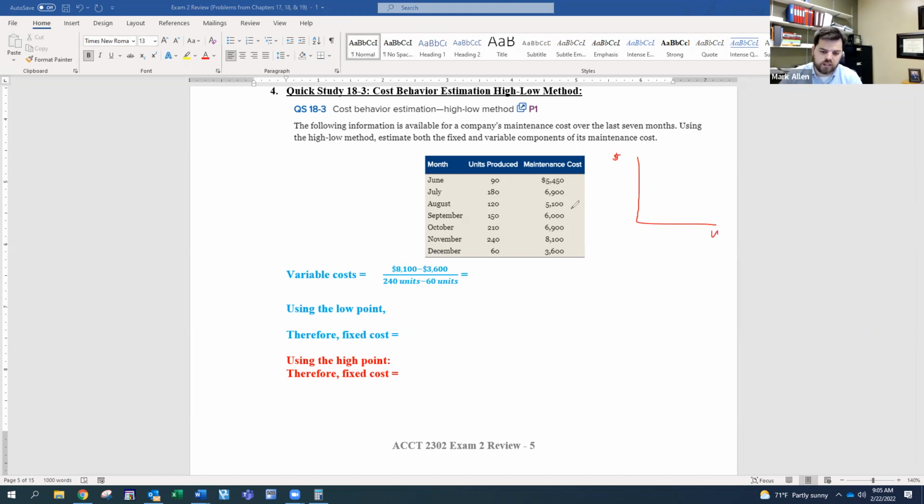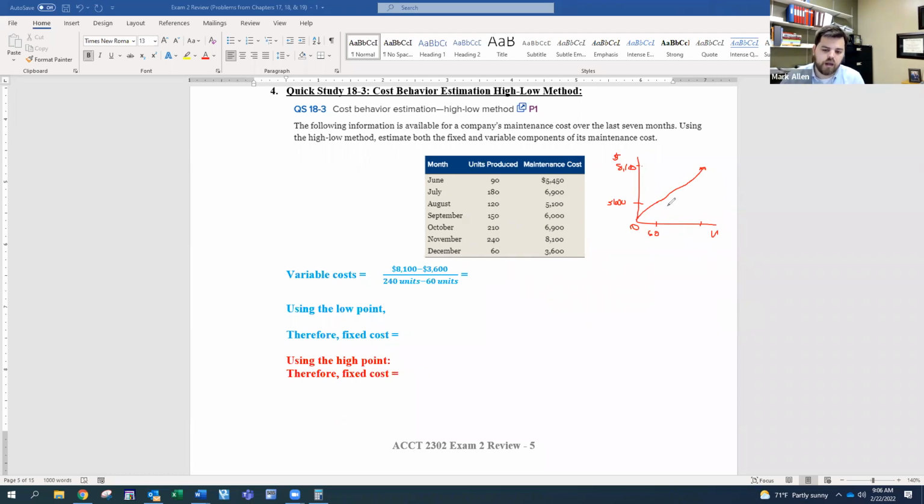And so what we have, for example, in November, is we produced 240 units and we had a cost of 8,100. So if we make this about 8,100, so 81. Then here in our low month, we produced 60 units, and what we ended up with here was a cost of $3,600. Essentially, we're just trying to connect that as a straight line. Of course, since this is your variable cost, that should hit down at 0. But this is the idea.